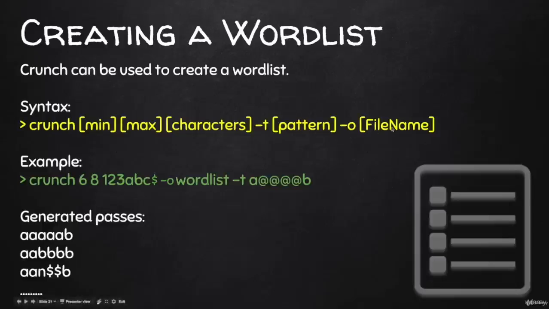And after that, we use the -o option to specify the file name where the passwords are going to be stored. So we have a small little example here that will generate a list of passwords that start from 6 characters to 8 characters, and contain these characters right here. So it's going to create combinations of 1, 2, 3, ABC, and the $ sign. And it's going to store it in a file called wordlist. And these passwords are going to start with an A and end with a B. And it will generate passwords based on all possible combinations between the A and the B. So all of the generated passwords will always start with A and end with B.